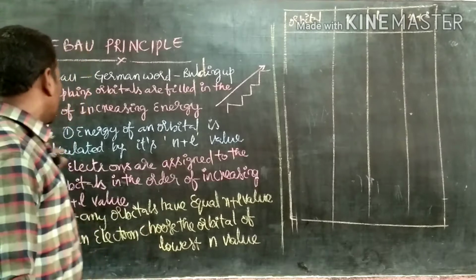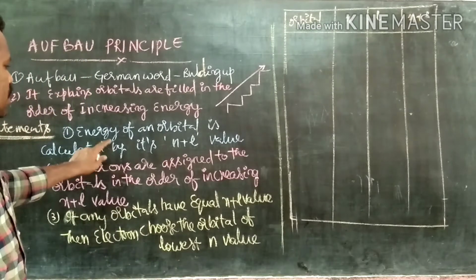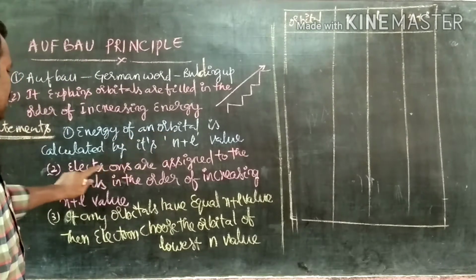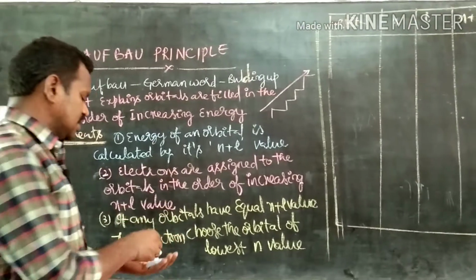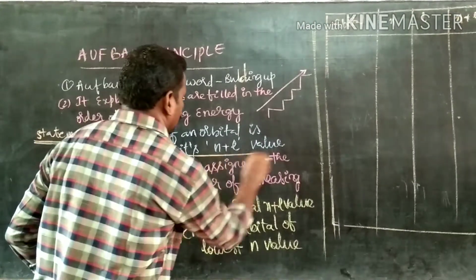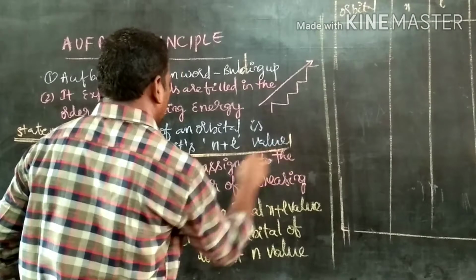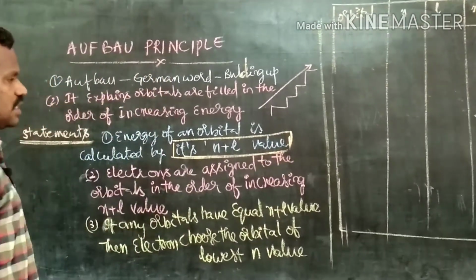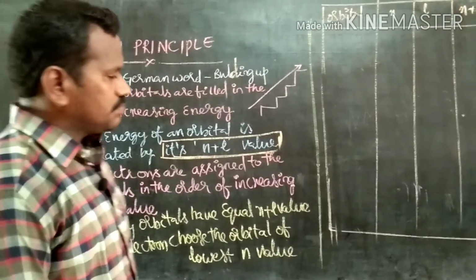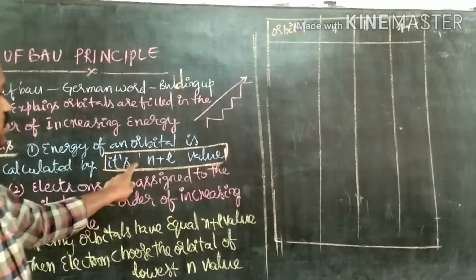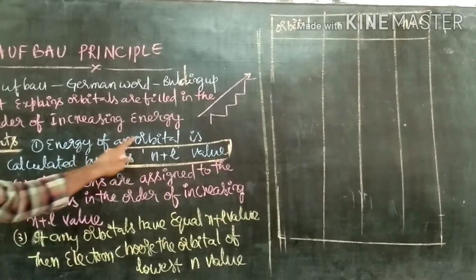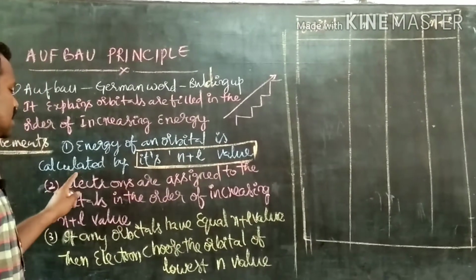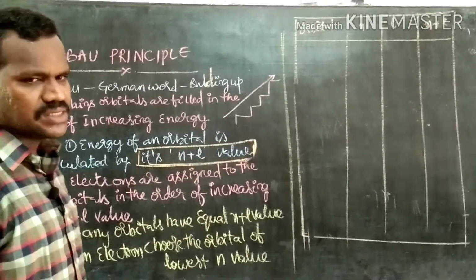In this, the first statement, if you observe, the energy of an orbital is calculated by its n plus l value. The energy of an orbital is always calculated by its n plus l value. Let us make a table based on this sentence.